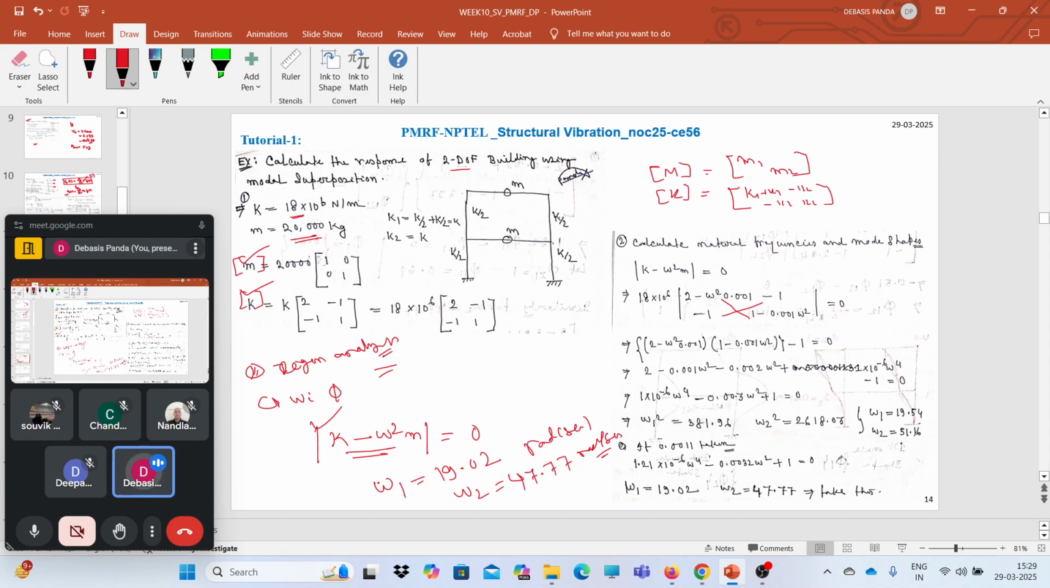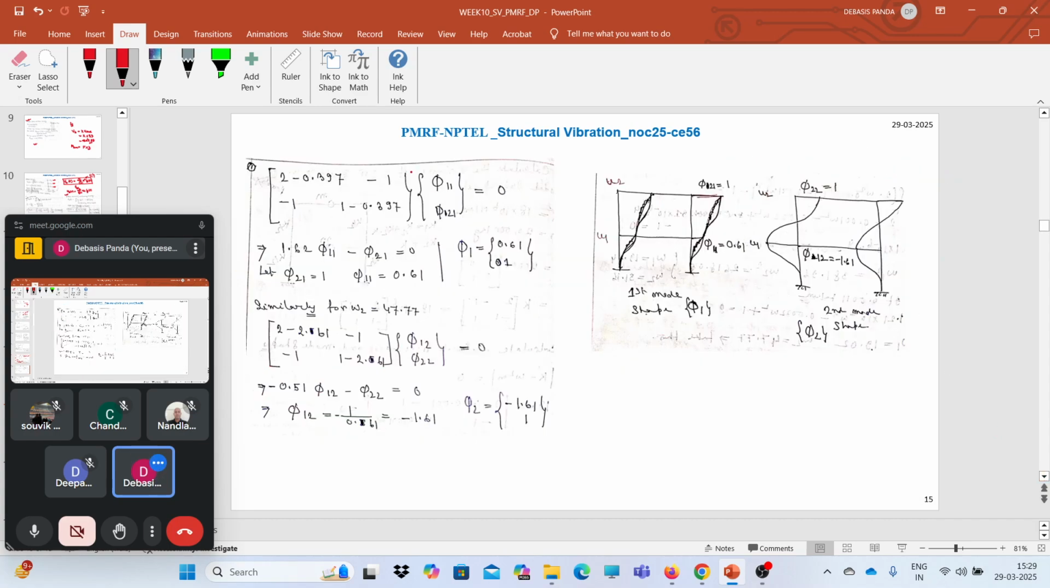Now once we have this omega information, after doing that eigenanalysis, we have the eigenvalues. Eigenvalues are nothing but lambda 1 and lambda 2, that is, omega 1 square and omega 2 square. Now we need to find the eigenvectors corresponding to these two eigenvalues. That will lead to the mode shape information.